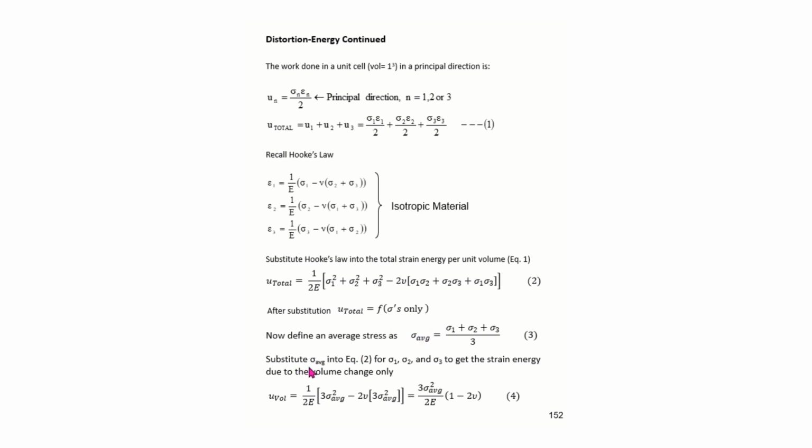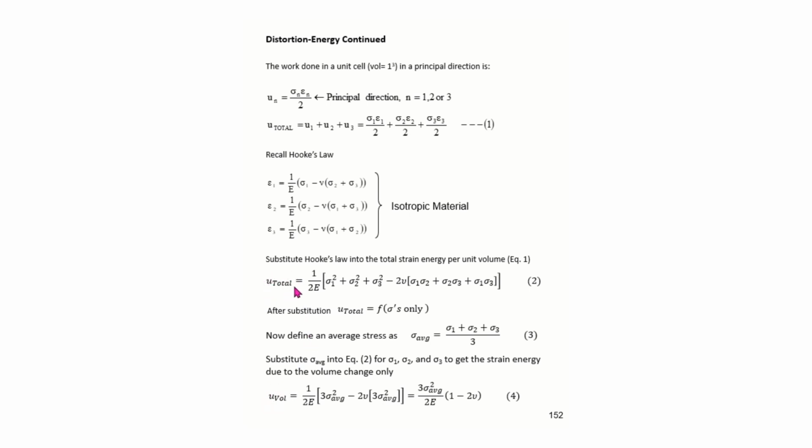And we're going to substitute this sigma average into equation 2. So we're going to substitute sigma average into this expression to get a strain energy due to the volume change only. So making that substitution, we can get this expression here, which results in this expression here. And so this is equation 4, where we now have the U volume change, which is 3 sigma squared average over 2E, 1 minus 2 Poisson's ratio. So this is due to the volume change only.